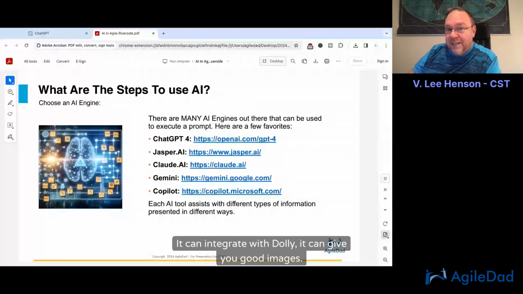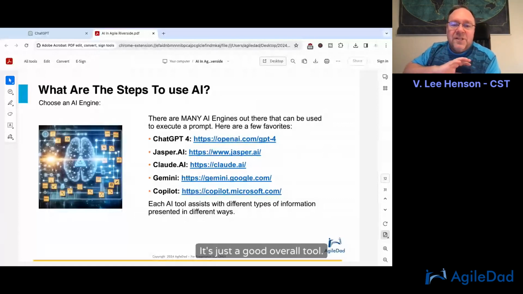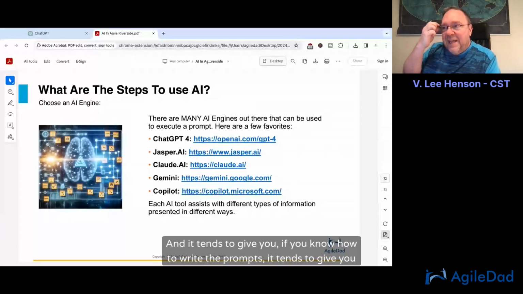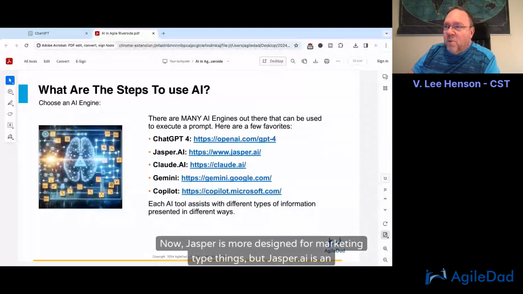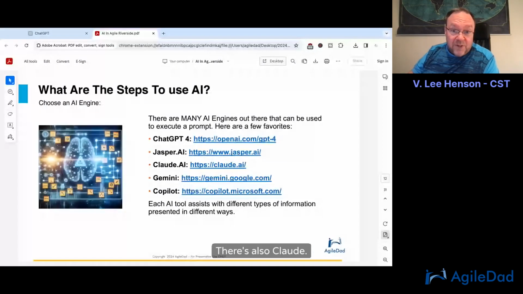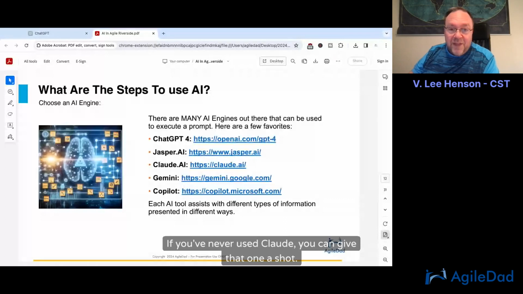It can integrate with DALL-E. It can give you good images. It's just a good overall tool. And if you know how to write the prompts, it tends to give you the best information. Coming in at number 2 is Jasper. Now, Jasper is more designed for marketing type things, but Jasper.ai is an incredibly powerful tool. There's also Claude. If you've never used Claude, you can give that one a shot.